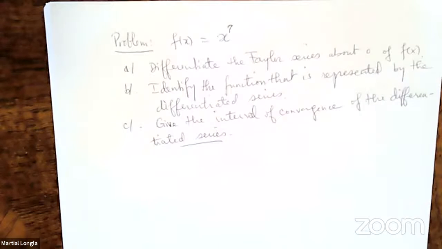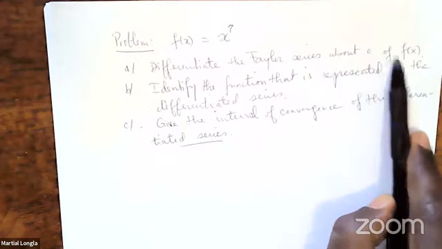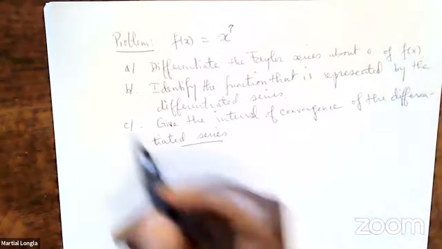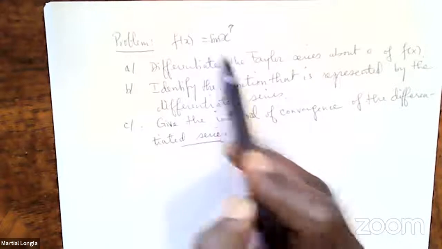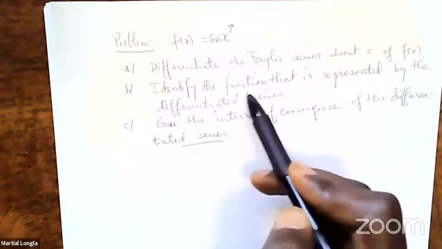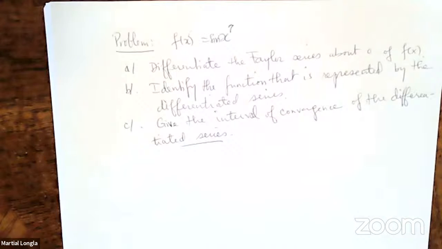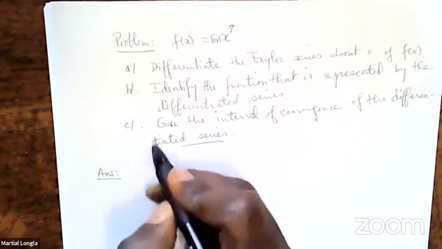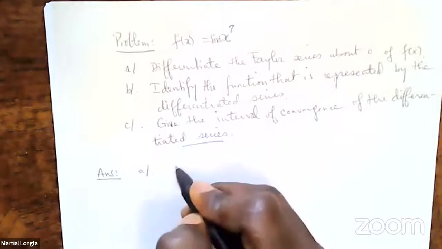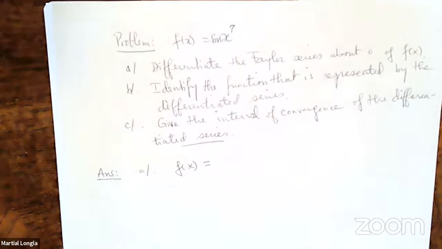So first, you need to differentiate the Taylor series about 0 of f of x. In order to do that, first of all, I'm missing something here, that's sine of x to the power 7. First of all, you need to find the Taylor series of this function before you take a derivative. And then identify the function that is represented by that power series of the derivative, and then give the interval of convergence. So answer, first thing, A, you need to find that power series first. What is the power series of this f of x, which is sine of x to the power 7?